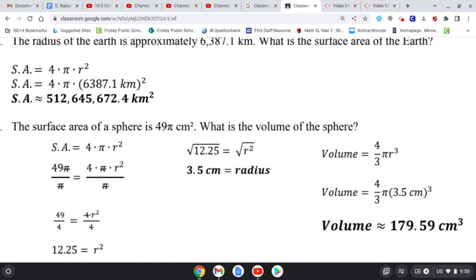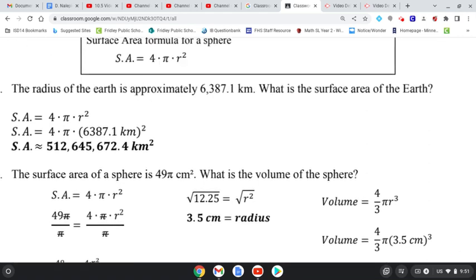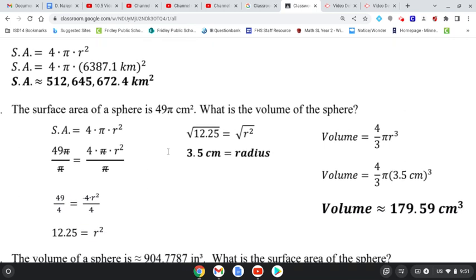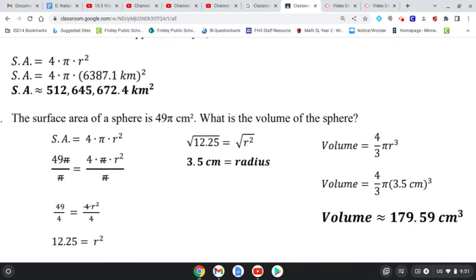So here's the next one. The surface area of a sphere is 49 pi. What's the volume of the sphere? So this one's working backwards a little bit. They're giving us the surface area. We need to go backwards and work it all the way and find the volume.